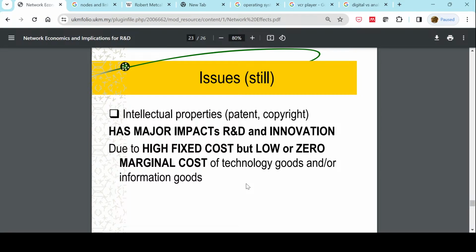But once you produce the movie into a CD, people will copy it at low cost. The price of a CD, how many cents? Today, you don't pay anything. You copy movies from the internet. High fixed cost, so that's the issue of copyright, because of high fixed cost but low or zero marginal cost. Once the product has come up, that characteristic of high fixed cost but low marginal cost is the characteristic of technology products and information goods like movies, songs, you can copy.